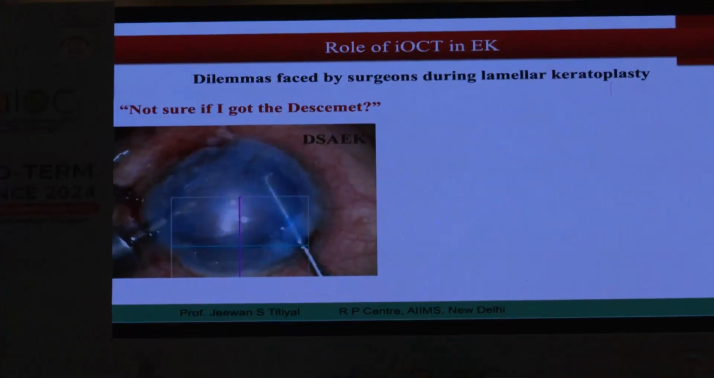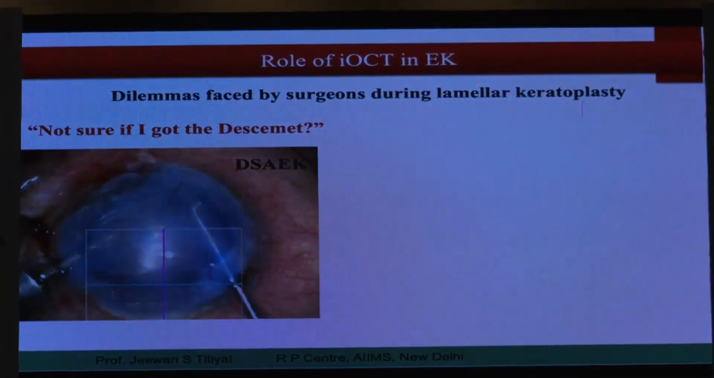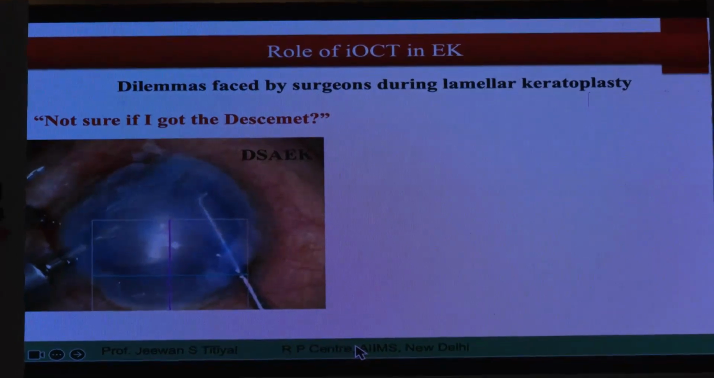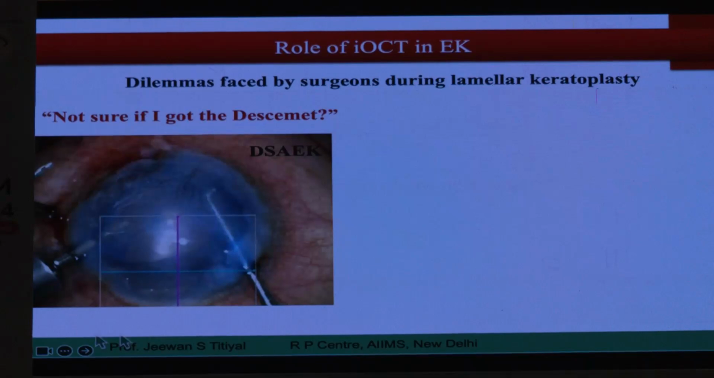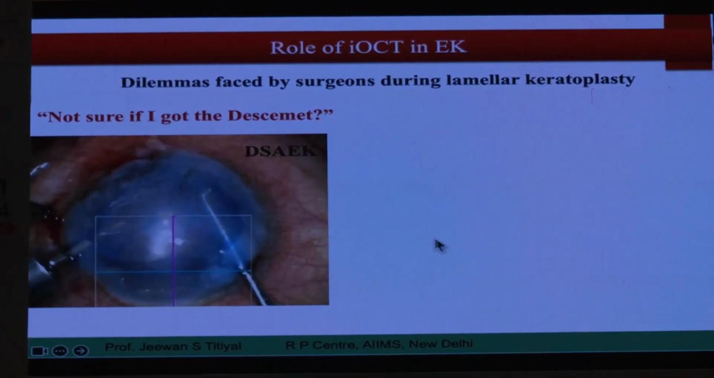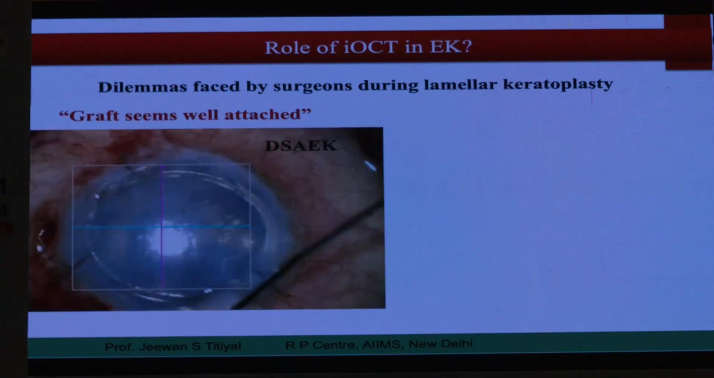This is one picture where I'm doing descemetorhexis, scoring of the diseased endothelium. I'm not sure if I've done a complete scoring or not, because the cornea is a little hazy and fibrous, and you can see a lot of damage in the peripheral area. The OCT tells me that things are still attached here. It's not completely scored out, with a thick adhesion. Sometimes you have a fibrous complex of endothelium and Descemet's in these cases, unlike routine cases where you can peel off very effectively.